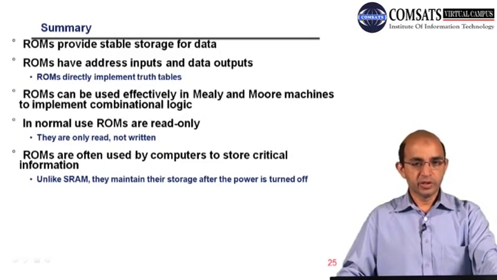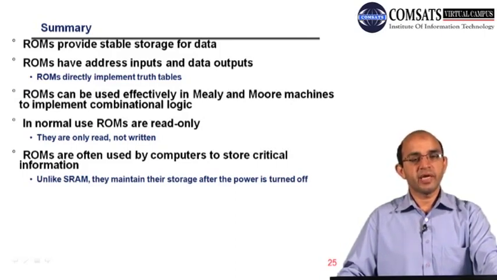Then we talked about the size, how we compute the size of the ROM. It depends on the number of words within the circuitry. If I have three address lines, I can address eight different locations, and the length of the word at each location is 4 bits. So I will have a ROM of size 2^3 × 4, that is, 8 × 4. This is the size of the ROM.